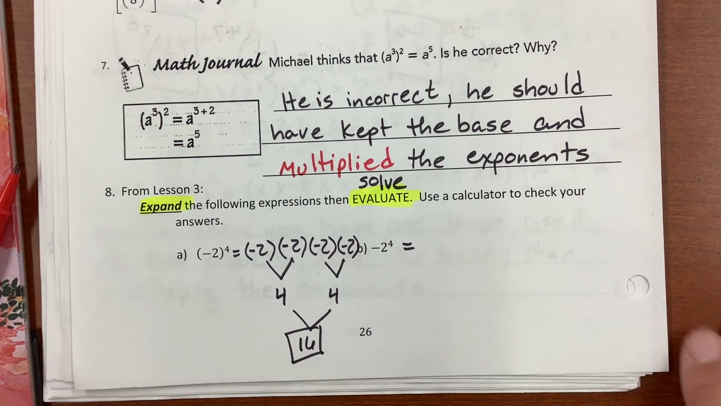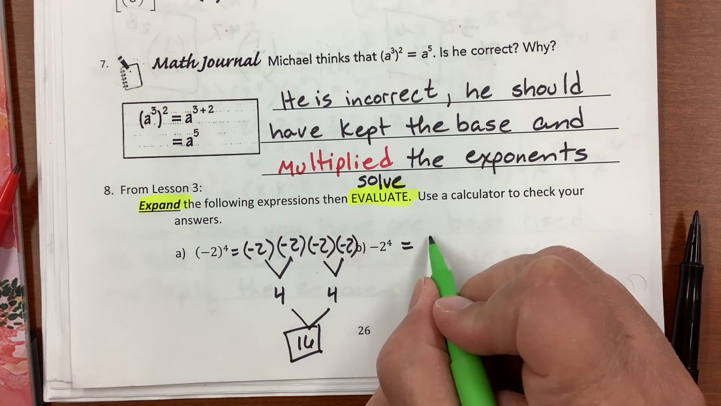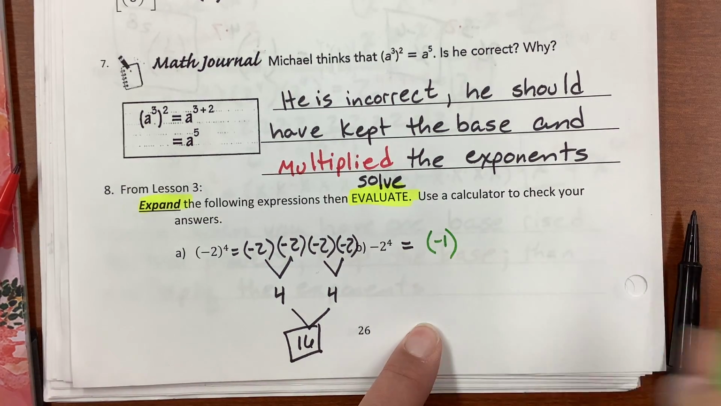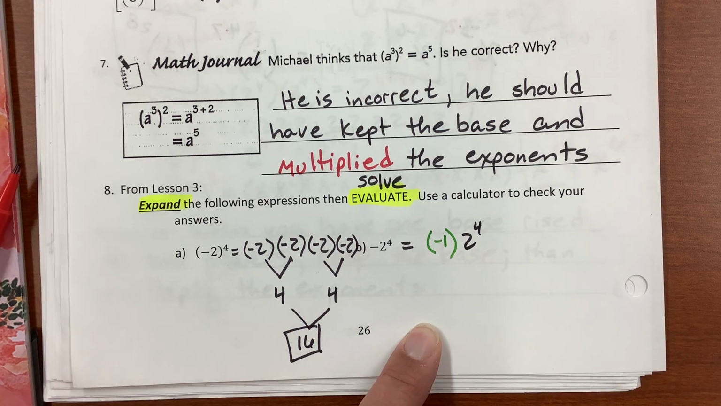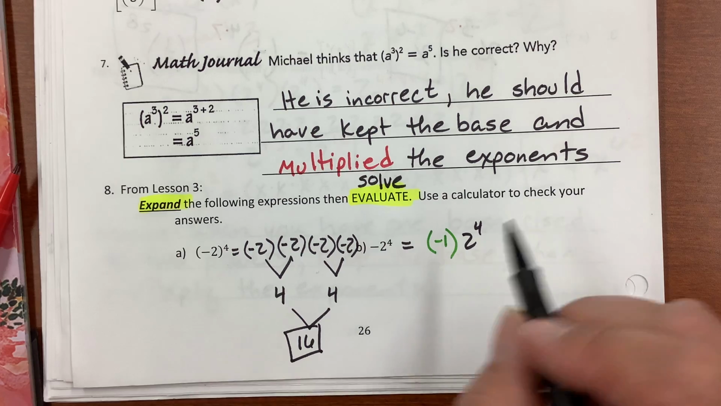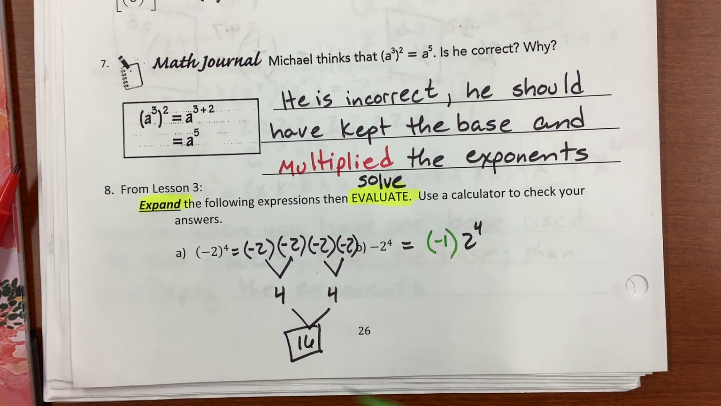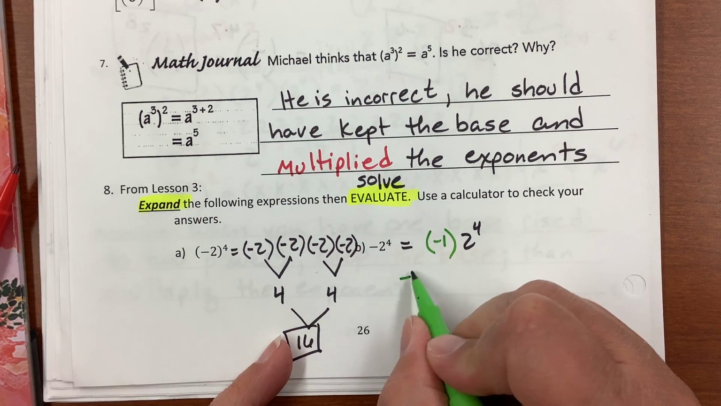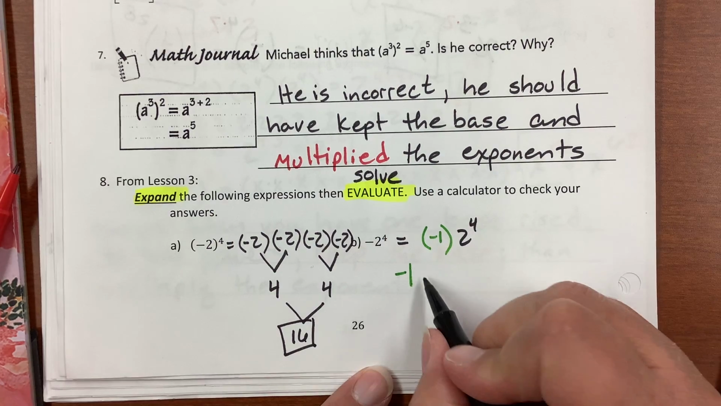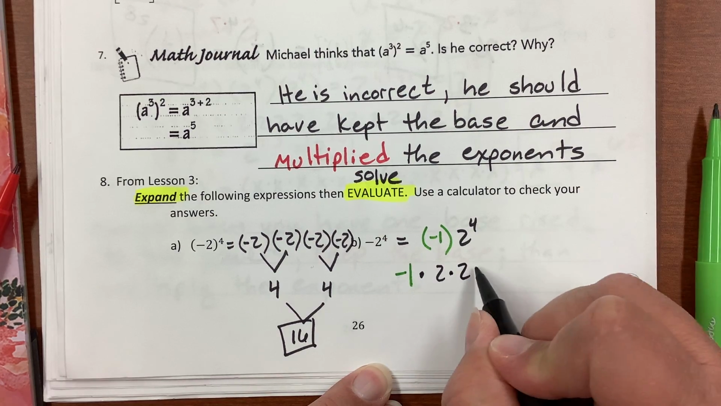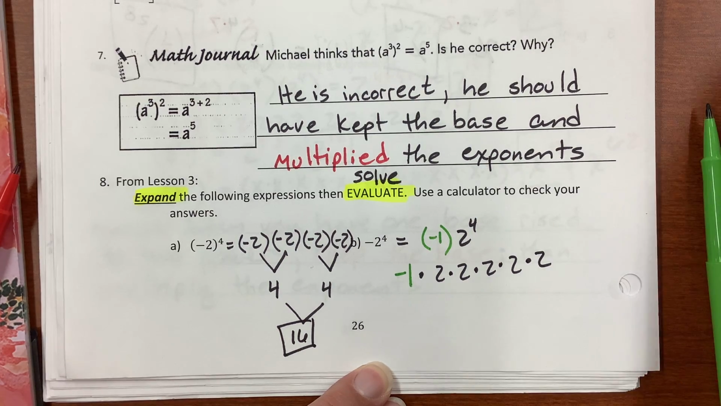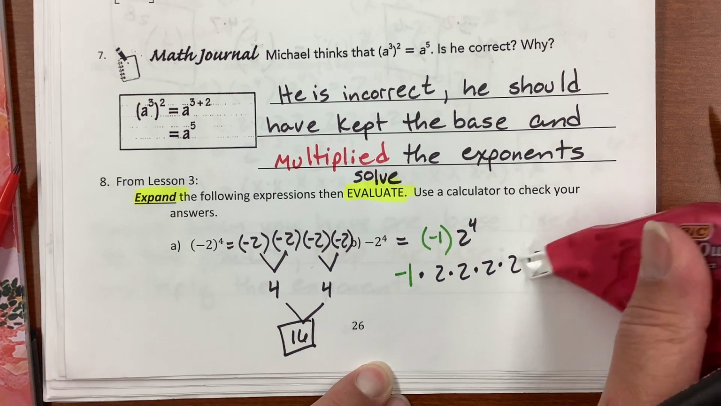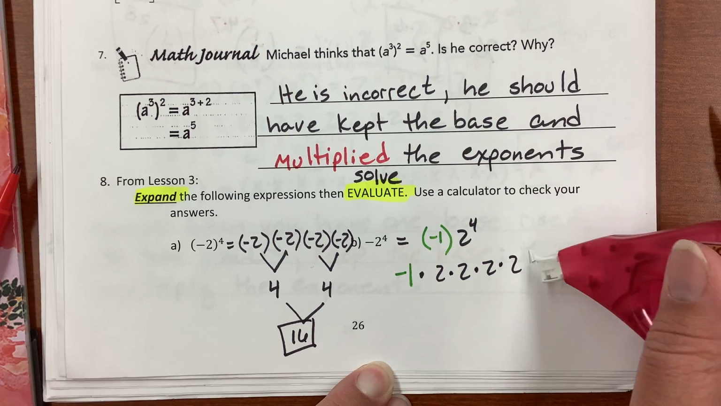The negative sign is really, remember, -1 times 2 to the 4th power. So I only would write the -1 one time. -1 times 2 times 2 times 2 times 2 times 2. Oh, nope, too many 2's. I gotta remember to count my 2's more often.